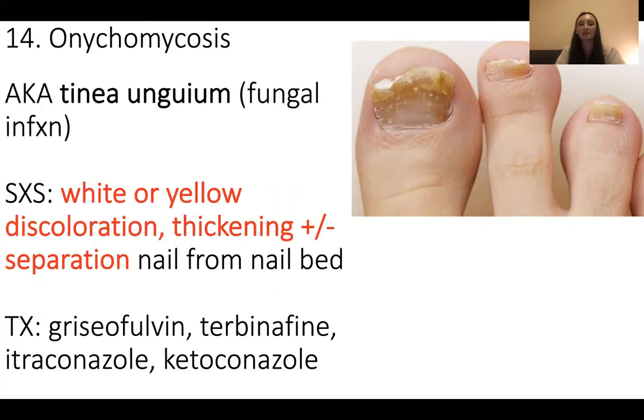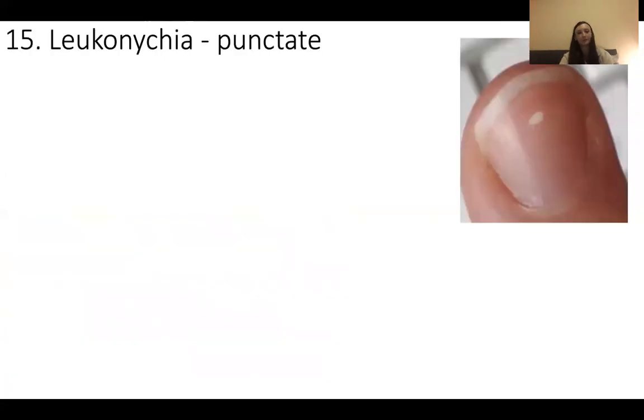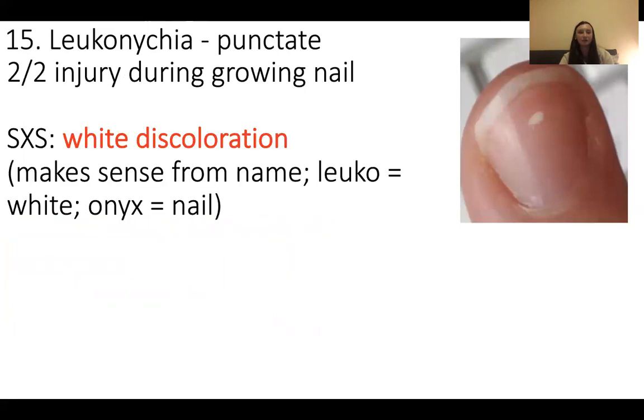Onychomycosis, in other words tinea unguium, is a fungal infection of the nail. It's that white, yellow thickening and separation. Treatment is going to be griseofulvin, terbinafine, itraconazole, ketoconazole. Remember, some of these affect the liver, or they may have to have the nail removed. Leukonychia, a white punctate dot in the nail, is due to an injury, and it grows out.